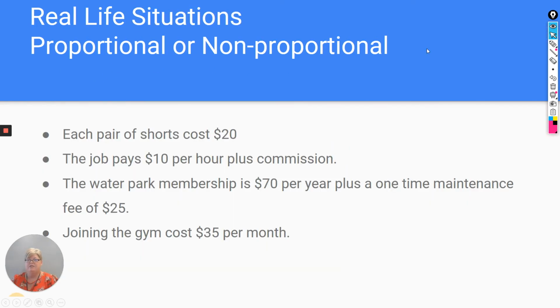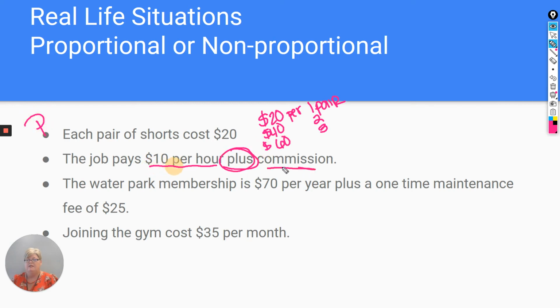All right, real life situations, is it proportional or is it not proportional? Each pair of shorts costs $20, so it's $20 per one pair. Is that proportional? It is, because 2 pair would be $40, 3 pair would be $60. So yes, this is proportional. A job pays $10 per hour, so for 1 hour it's $10, for 2 hours it's $20. But what is this right here? Plus commission. Because it says plus the commission, that is going to make it not proportional.